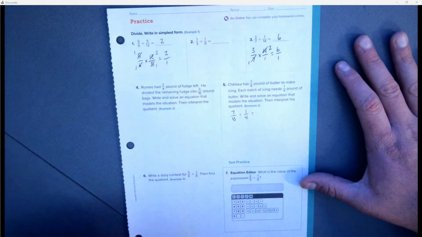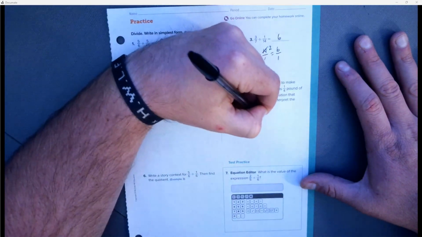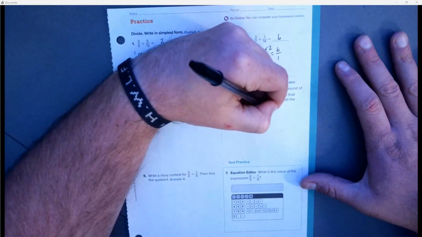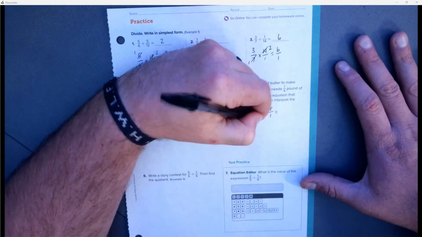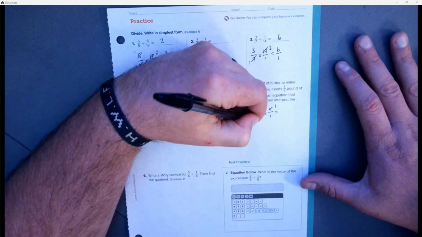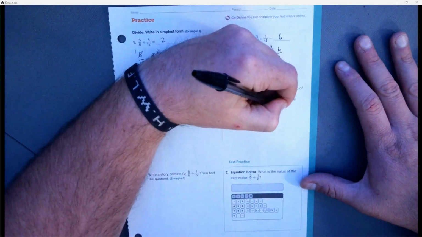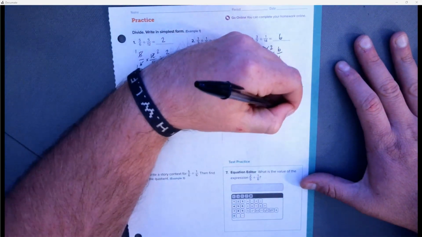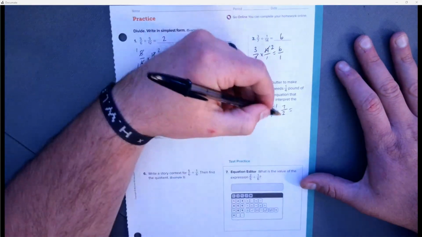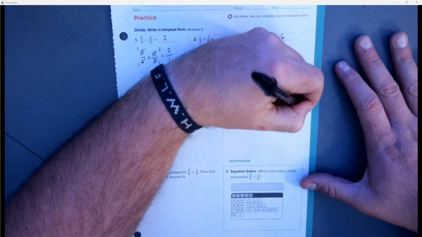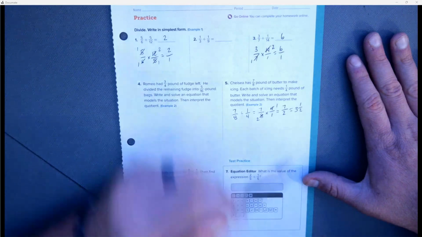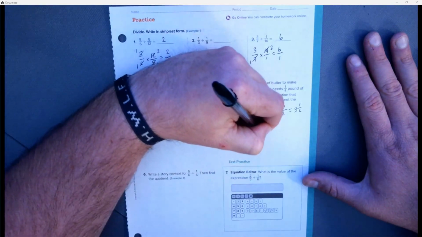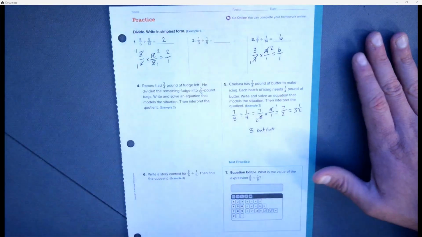In order to solve this problem, we're going to have to keep, change, flip. So 7/8 times 4/1. We can cross simplify the 4 and the 8. 4 can go into 4 one time and go into 8 twice. 7 times 1 is 7. 2 times 1 is 2. So we have 7 halves. 2 can go into 7 3 times. 2 times 3 is 6. That leaves 1 left over out of our 2. So we have 3.5 batches she can make. So she can make a total of 3 batches of icing.